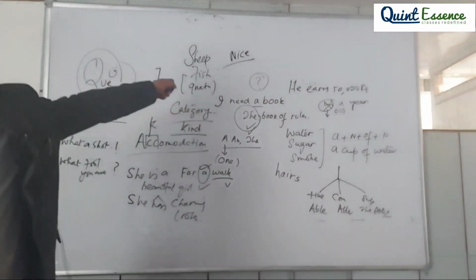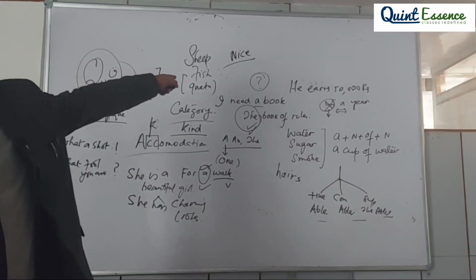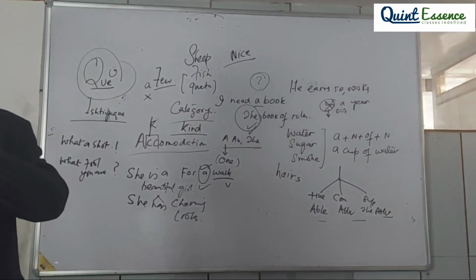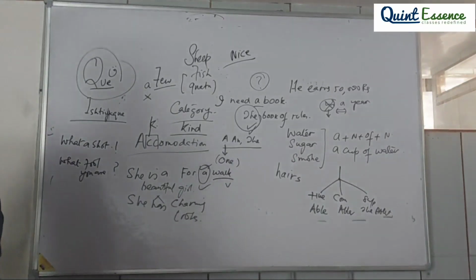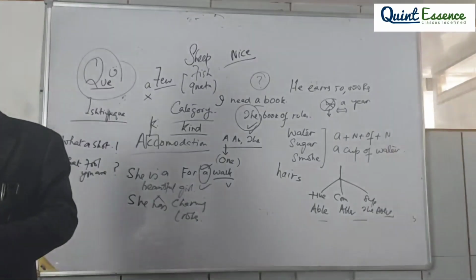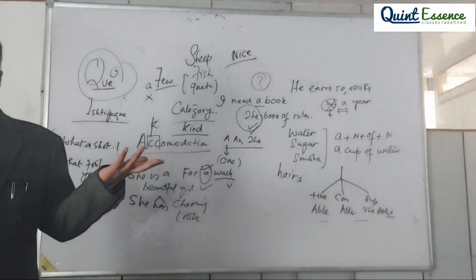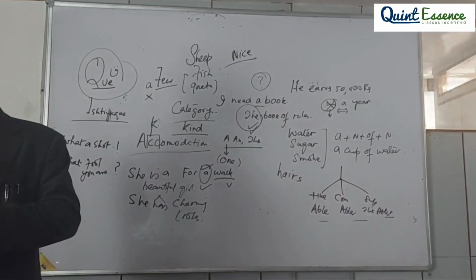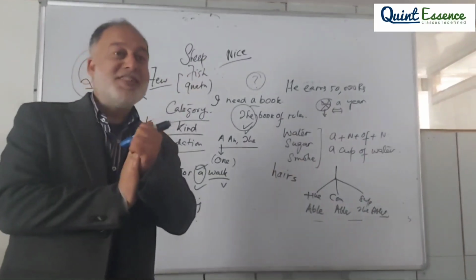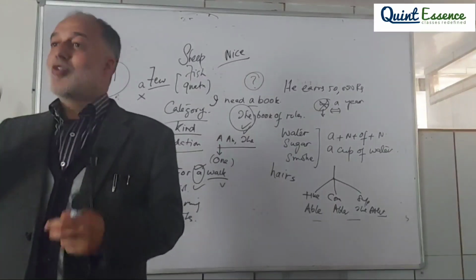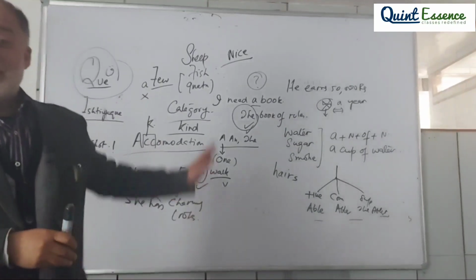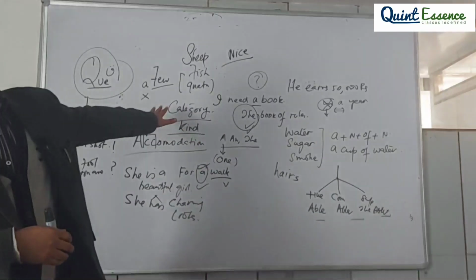Can you please pronounce this word? Nice. This pen is? Nice. This camera is? Nice. These papers are? Nice. What is nice? So, my dear students, I need to make you conscious of the fact that you should use adjectives properly. They are confusing adjectives.